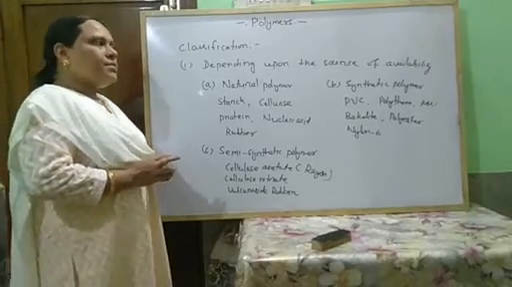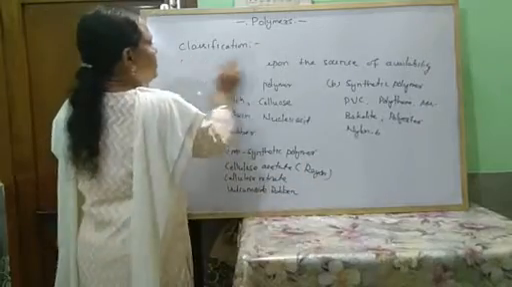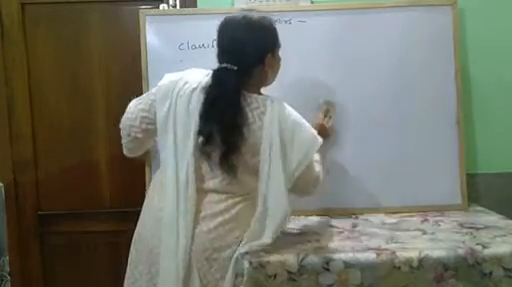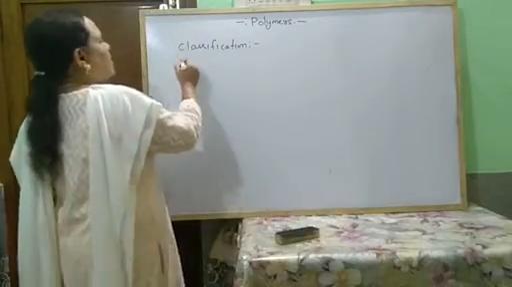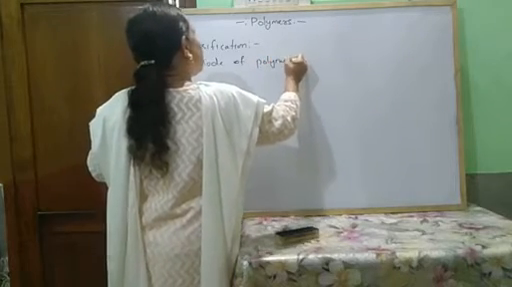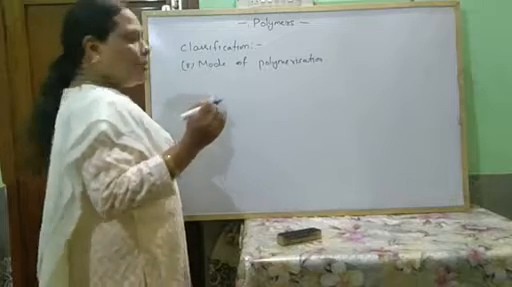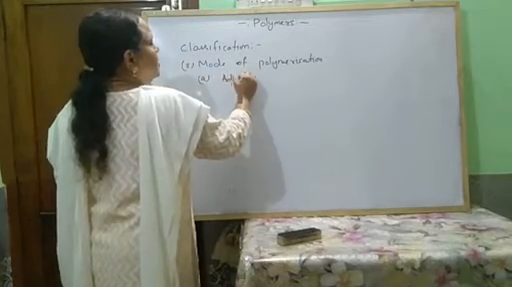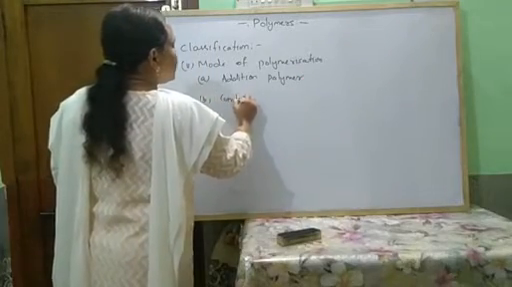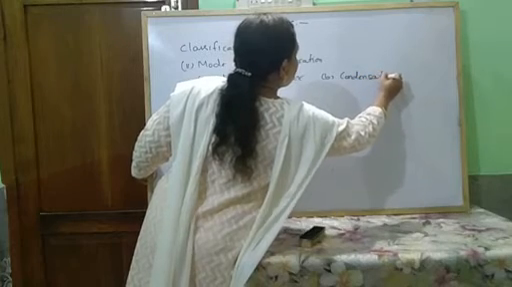Next come to how these are classified depending upon the mode of polymerization. Depending upon the mode of polymerization, these are classified into two types. One is known as your addition polymer and another known as your condensation polymer. Okay, I am writing here addition polymer and condensation polymer.